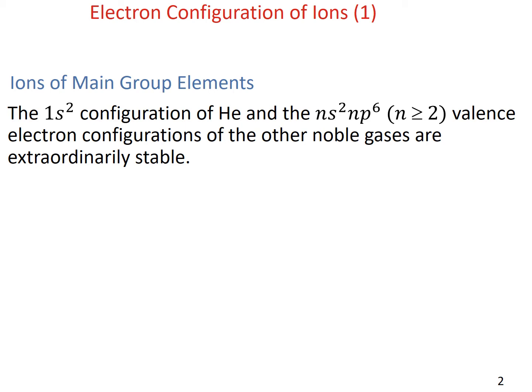1s2 configuration, and then ns2 np6 valence electron configurations for other noble gases as well. That tends to be quite stable, so a lot of these ions will preferentially have ns2 np6. Hydrogen and helium are a little different. They will just have the 1s. They prefer just 2 electrons, so 1s2.